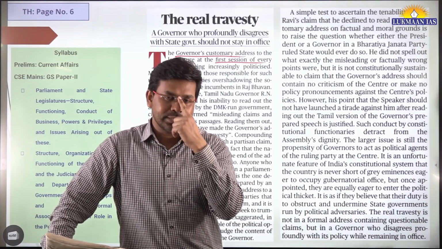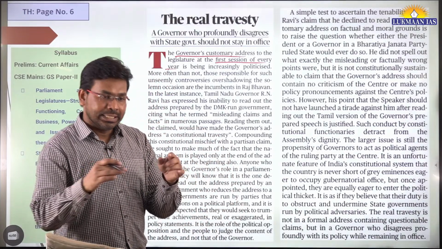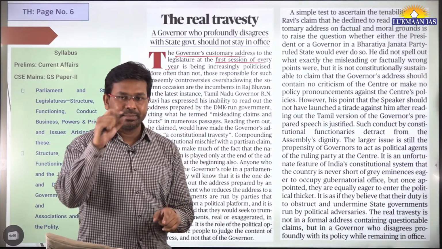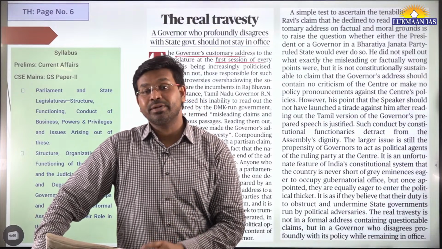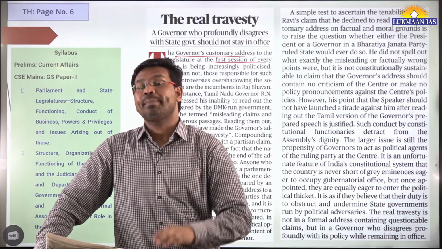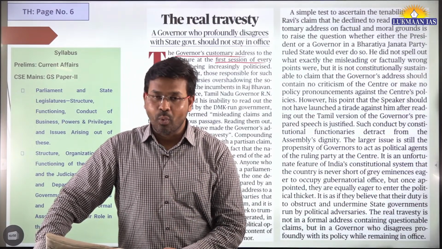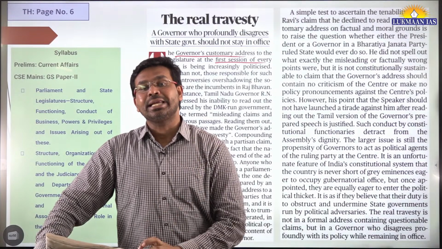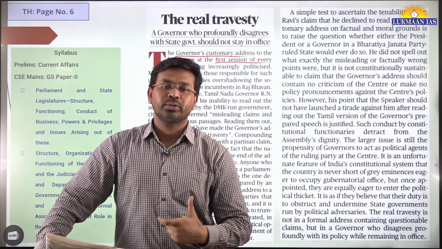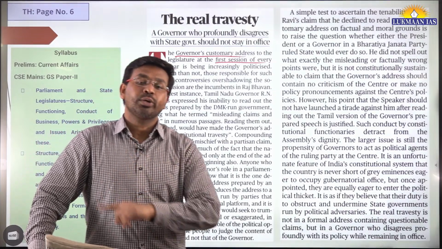How is it being politicized? The thing is, from Tamil Nadu, the draft customary address, that particular document, has been given by the political party who came into power, and the governor has denied reading from it. Why? The governor has claimed that they have misleading claims through this document, through this customary address. So that's why the governor said that I'm not going to read it.